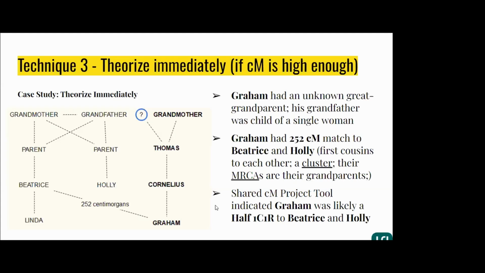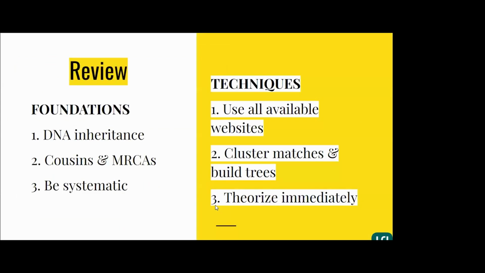So it was easy to trace Beatrice and Holly's family line to identify their most recent common ancestors, which was simply a single set of grandparents. And then the size of the match allowed us to theorize immediately and to identify a likely relationship and then create a quick tree. And at that point, it was really just a fill in the blank, which was the unknown man at the top of the tree who fathered two families, one with his wife, one on the right, Graham's family line.